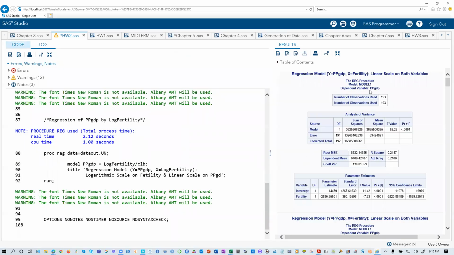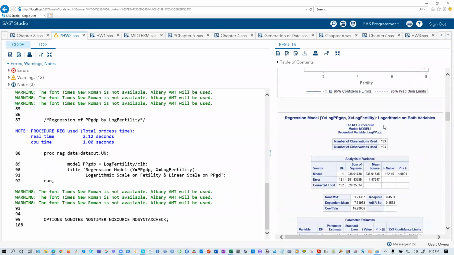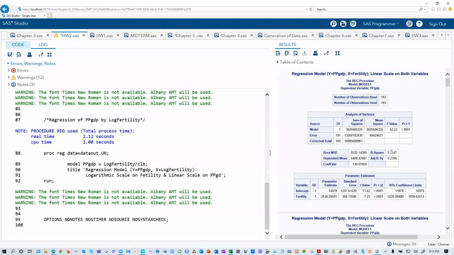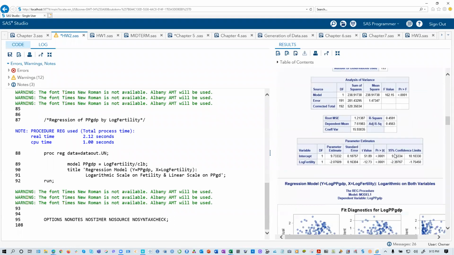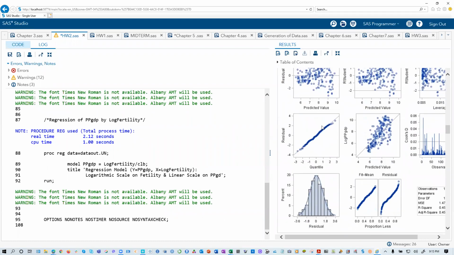Let's go to this one. Linear scale on both variables, PP, GDP to this one. Look at R squared, 0.21. Let's go to the next one, logarithmic on both, log to log. Look at the R squared, 45%. It has drastically gone up when you take the log transformation. That's a good sign that our transformations are playing a heavy role. So we'll see what happens when the transformation is done on each of these variables. That's around 45.